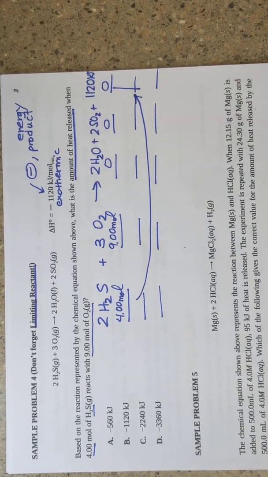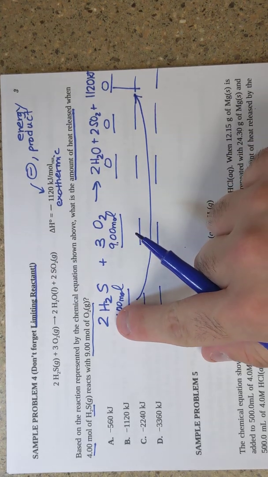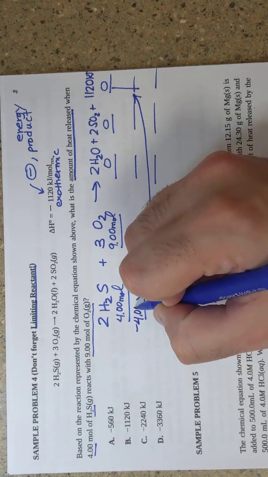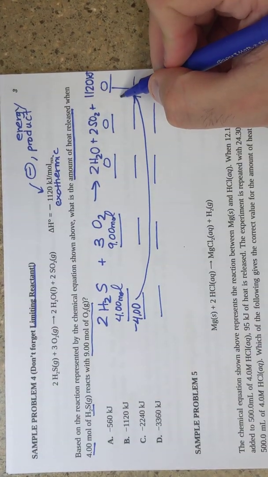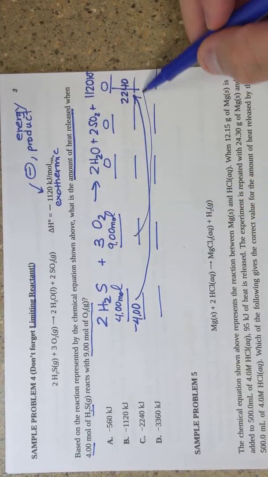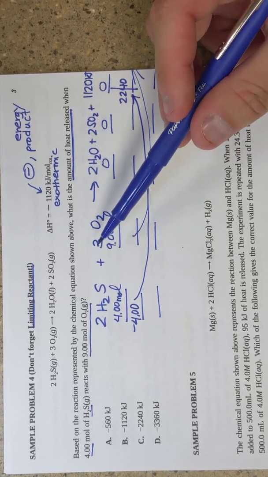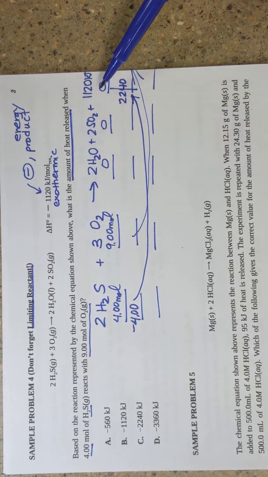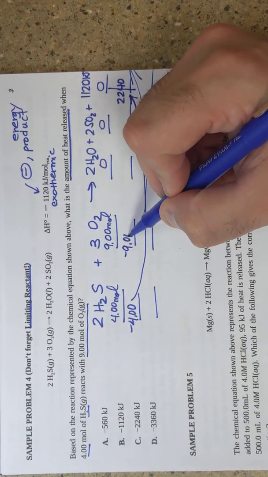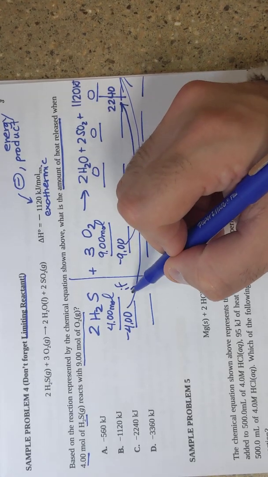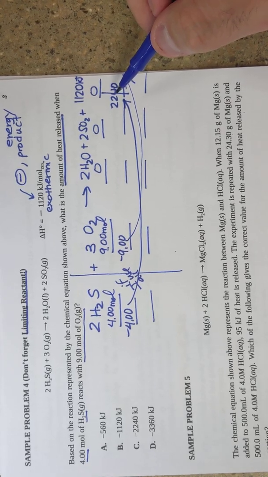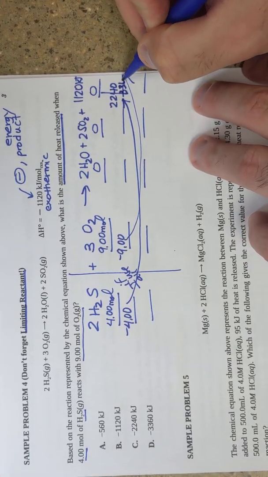If I used up all of my H2S, for every 2 moles of H2S, I get 1120. If I have 4 moles and use all 4 of them, I will have twice the amount, 2240, that comes out. But if I have 3 moles of O2, I get this much energy that comes out. 9 moles is 3 times the amount. So if I were to use all of it, I should have 3 times the amount, times 3, which is 3360.